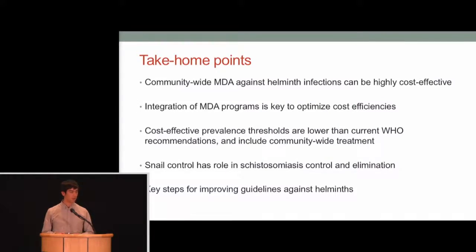So the take-home points are that community-wide mass drug administration can be highly cost-effective, that integration and thinking about multiple worms together is important to optimize cost efficiency. Thresholds are lower than what's currently recommended, so current recommendations may be too restrictive, and snail control has a role in control and elimination. And this all comes down to looking at and re-examining our global strategy.